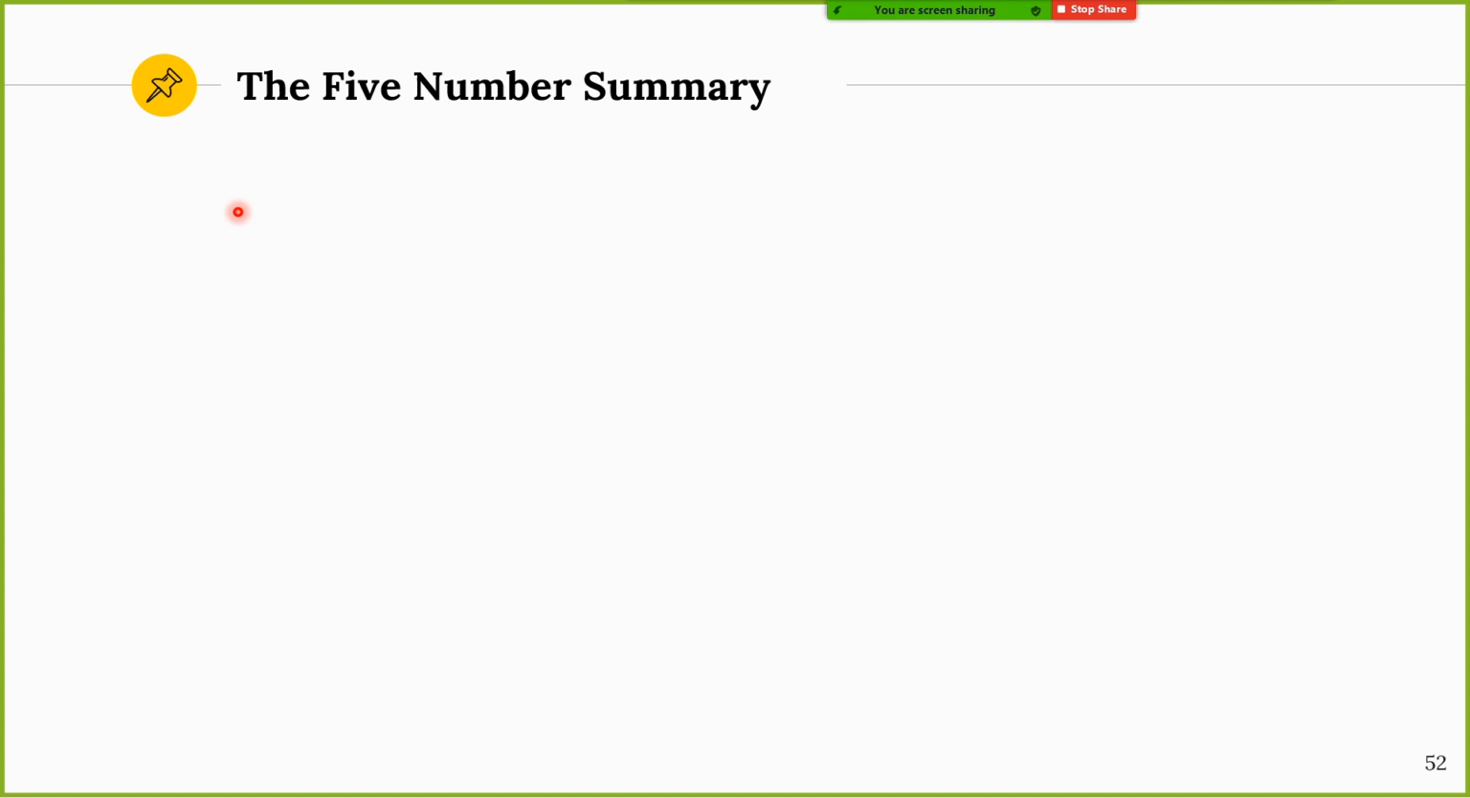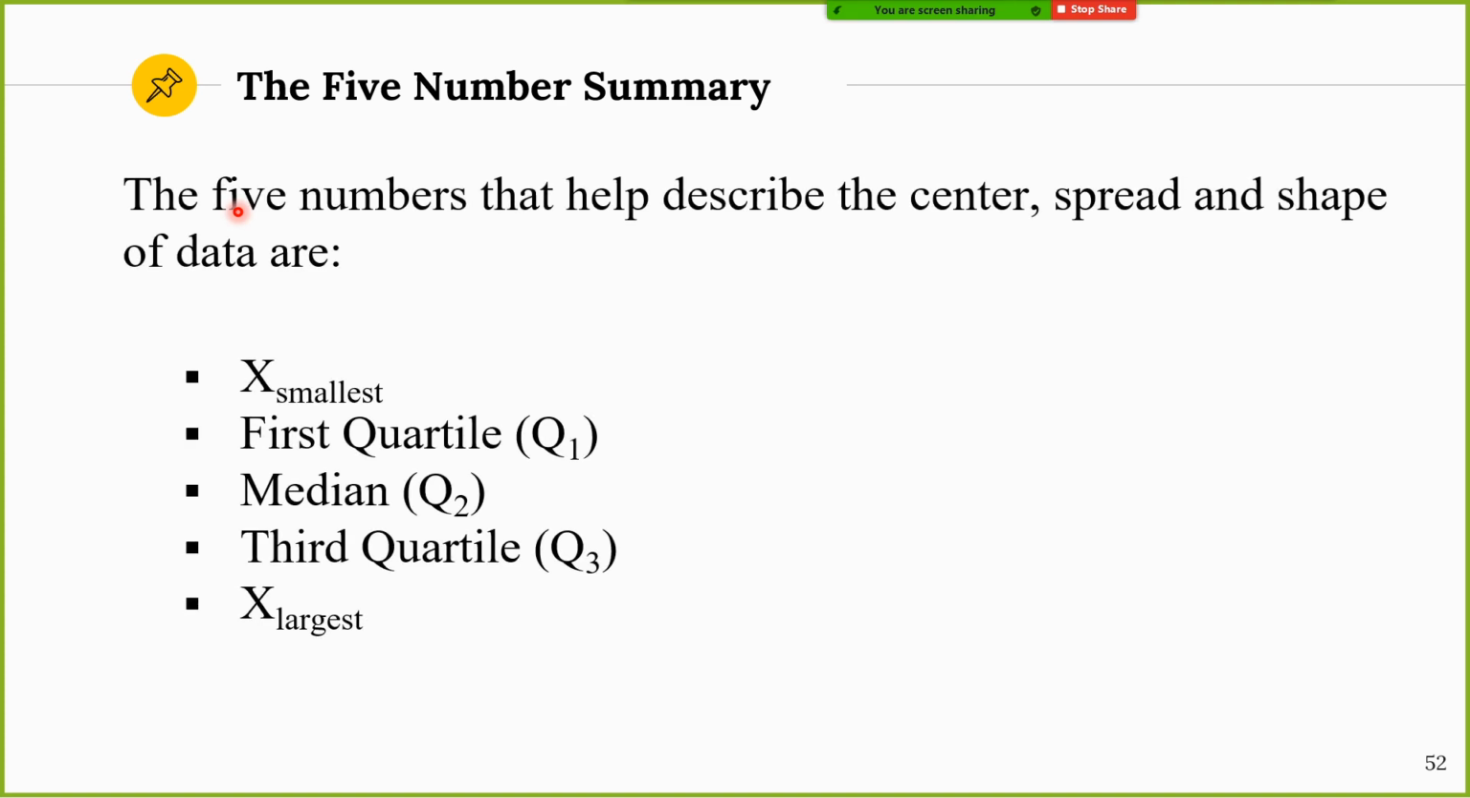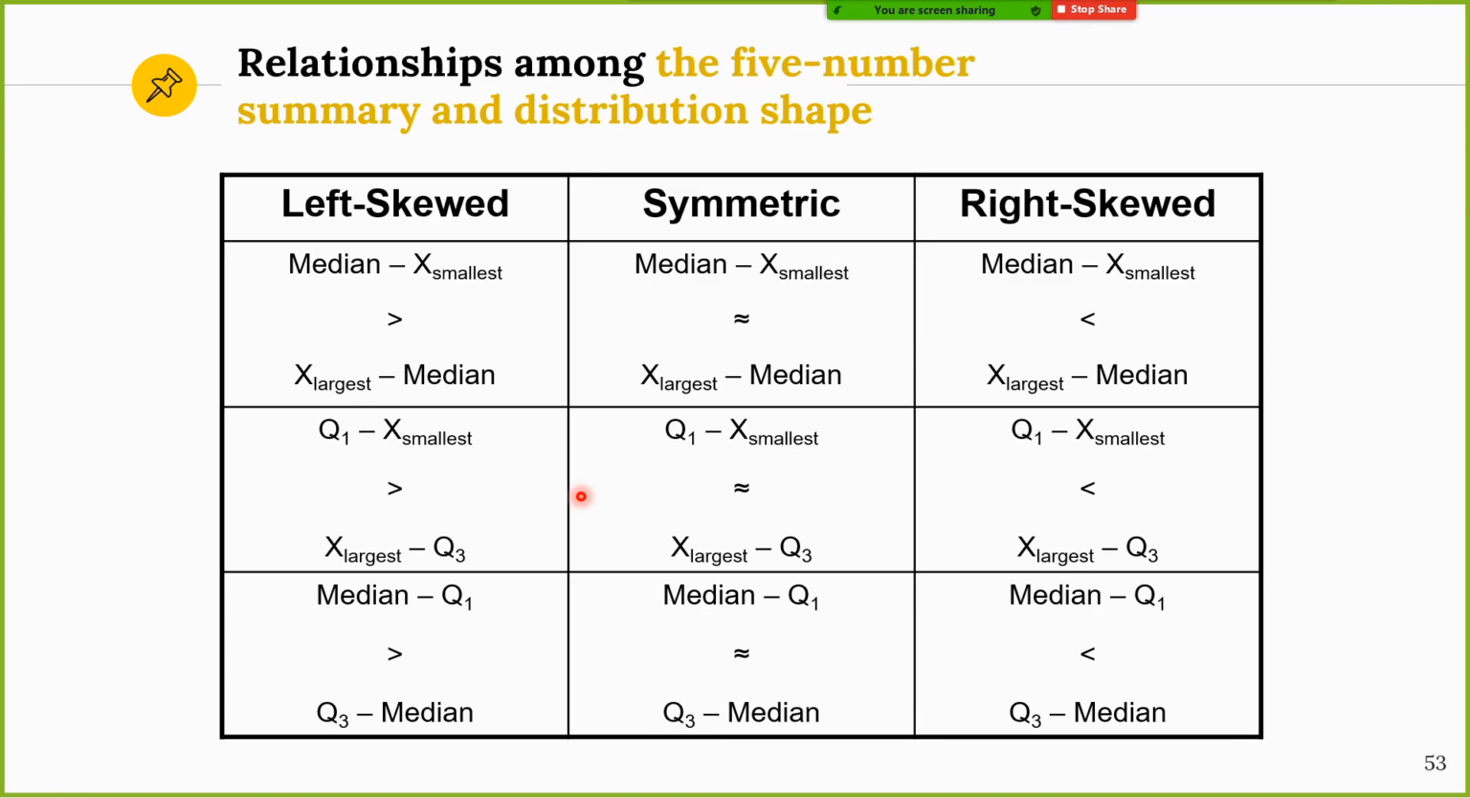Okay, so let's continue to the 5-number summary. The 5-number summary is the set of numbers that you already have. This will help you to describe the center, spread, and the shape of the data, especially the shape of the data, and also to know the outliers. It is the smallest, Q1, Q2, Q3, and the largest. And this will also indicate your distribution shape.